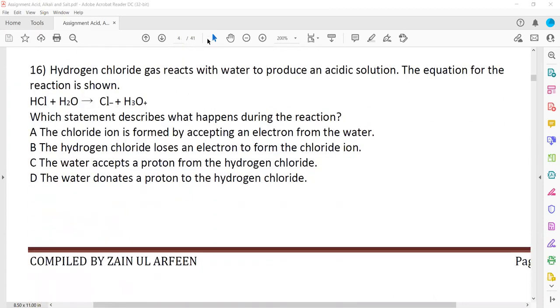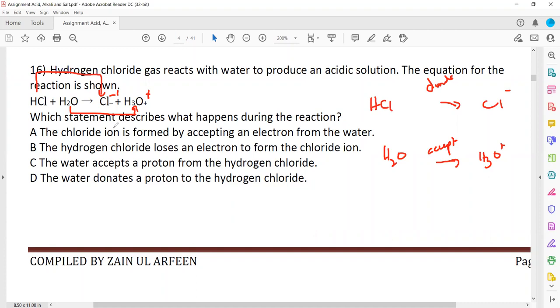The hydrogen chloride gas reacts with water to produce an acidic solution. The equation is shown. HCl plus H2O gives Cl minus and H3O plus. Which statement describes what happened during the reaction? So what happened during the reaction? HCl donates a proton and H2O accepts a proton, because first we were having HCl, then it turned to Cl, and first we were having H2O, then it turned into H3O. So it means HCl donates or gives out a proton and H2O accepts a proton.